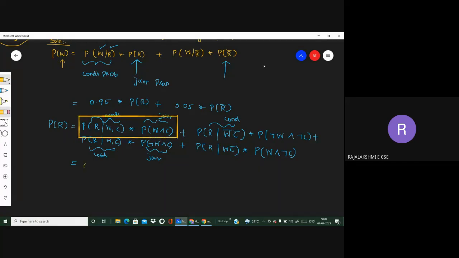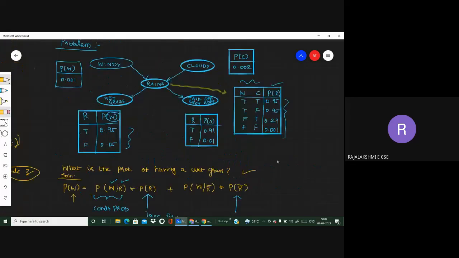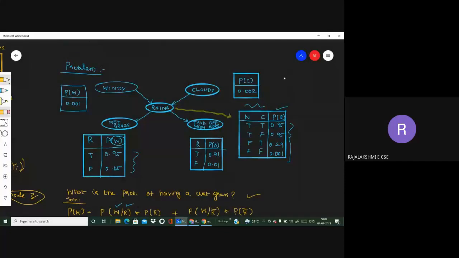Okay, this is 0.95 into what is the probability of windy and what is the probability of cloudy? What is the probability of windy here? See the windy table. What is the probability of windy? I'm asking what is the probability of windy in the probability table. 0.001. And for cloudy, what is the value? 0.002.